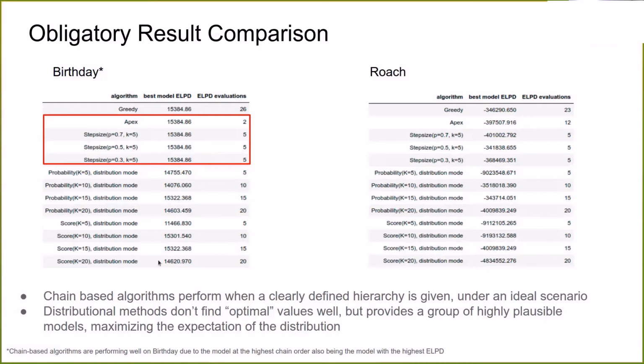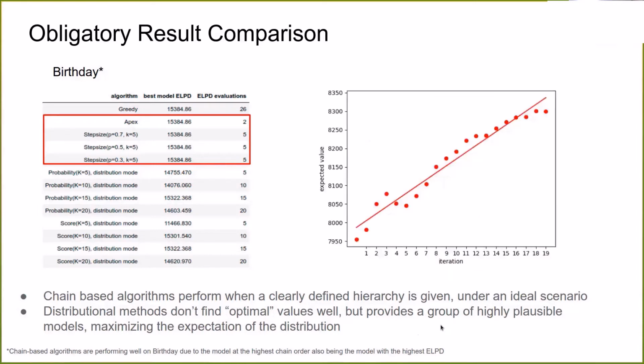But if we take a look back at the ELPD probability plot, we can see that it provides a group of highly plausible models. And if we continue running the iterations, you can see that as we run more iterations, the expectation of the entire probability tends to go up. So it's a really different approach to the standard maximization. It tries to find a group of models and discriminate the ones that don't fit, and it continuously gives a little more probability to models that it finds more plausible, at least in the sense of the ELPD.